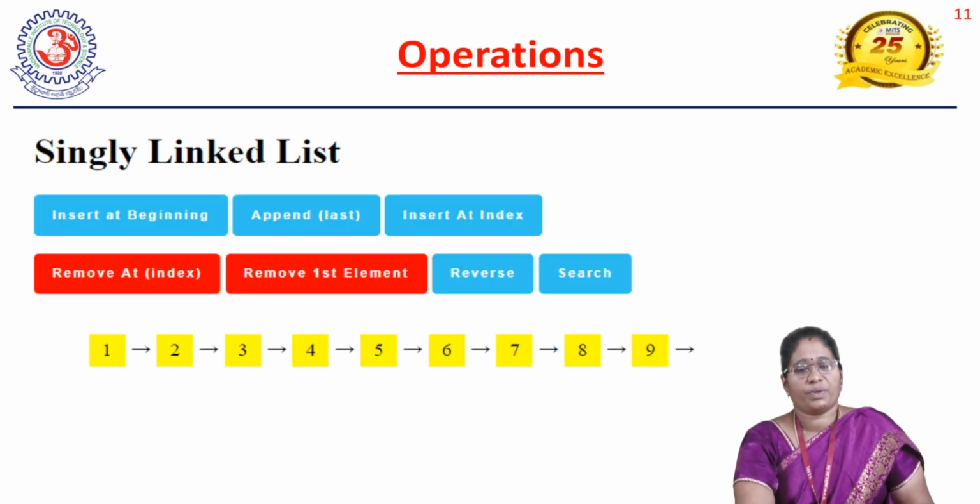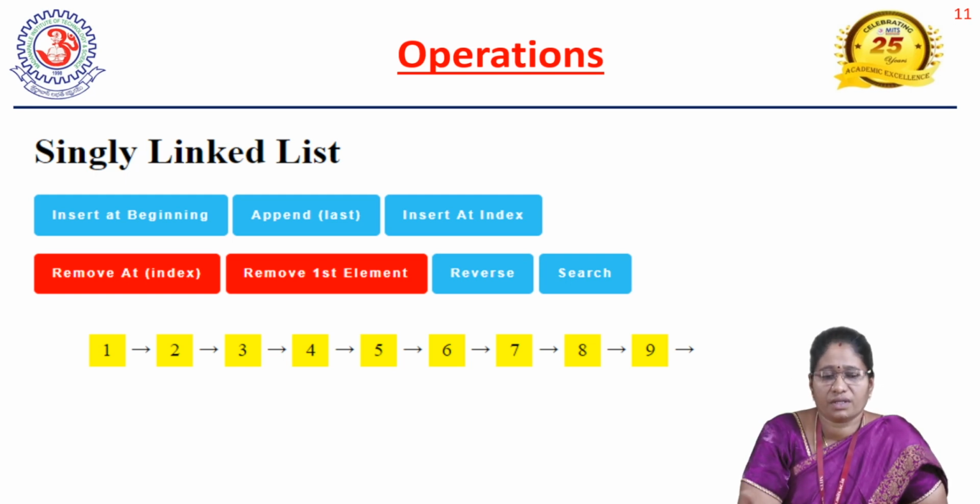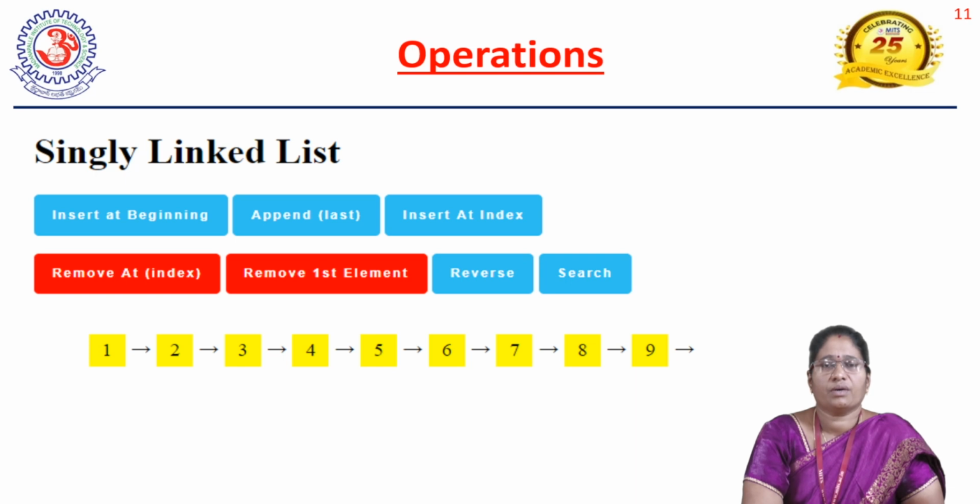Okay, what are the operations we can do with the help of that? We can do different kinds of operations. In a singly linked list, basically you can insert an element, or you can remove an element, or you can traverse, or you can find some element in the linked list. Okay, so these are the operations we can do.